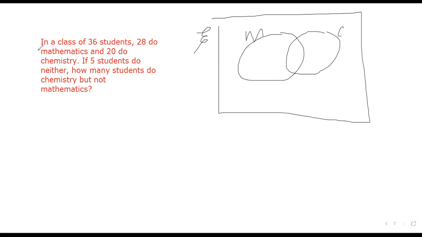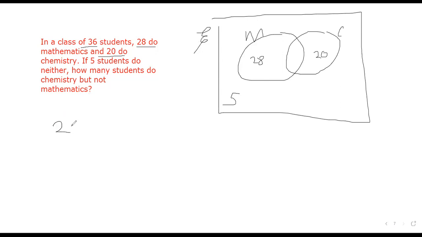In a class, let's move step by step. In a class of 36, and 8 maths, all right? And 20 chemistry. So maths are how many? 8. In chemistry, how many are they? 20. So we'll be subtracting later on. And 5 do neither. Where are we going to put the 5? Outside the set. The total must be equal to what? 36.